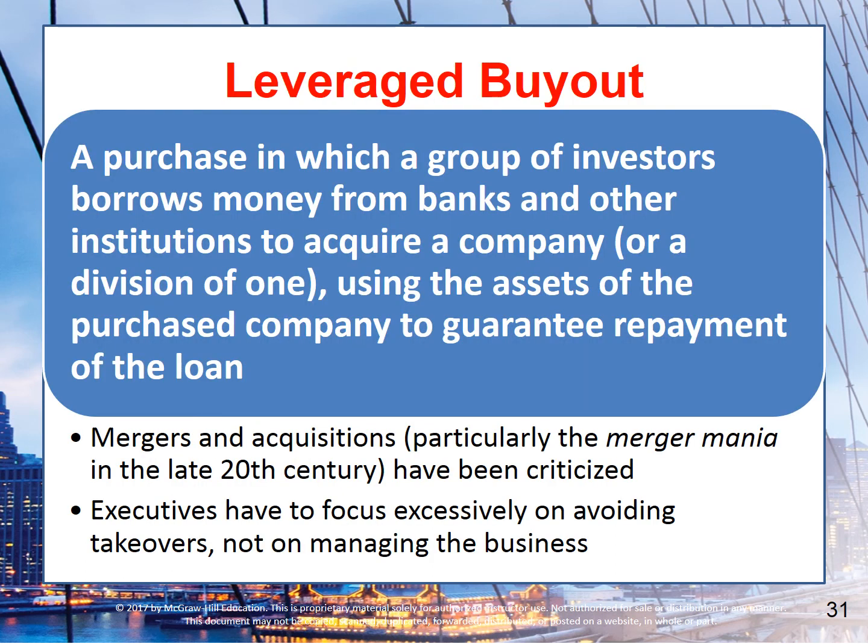Another trend in business management is the leveraged buyout, and that occurs when a group of investors borrow money to acquire a company or parts of one, and they're using assets of the purchased company to guarantee repayment of their loan. This is called an LBO, a leveraged buyout. And in the 1980s and the 1990s, LBOs, mergers, and acquisitions dominated the landscape, earning the label merger mania.